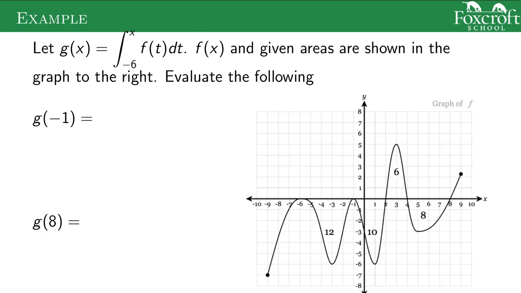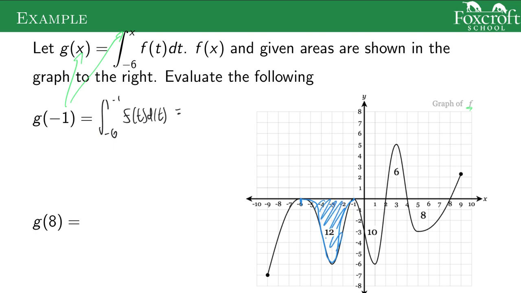So g of x equals the integral from -6 to x of f of t dt. f of x is shown in the picture, and certain given areas are shown. Evaluate the following. The first one is g of -1. First, let's just plug -1 in for x. This is the area from -6 to -1 of f of t dt, and we know how to do things like this using areas. We're going from -6 to -1. That's this shaded region here.